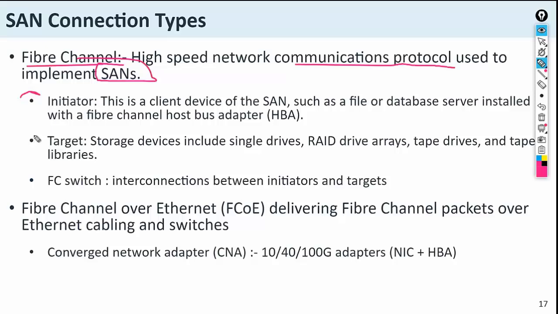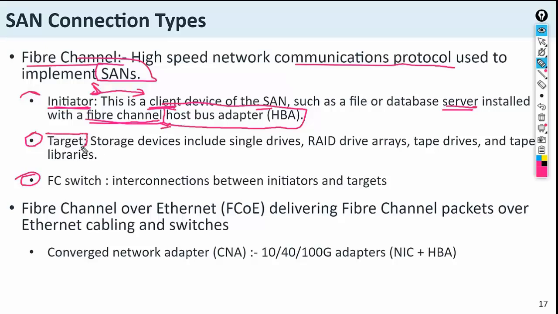So there are three things: one is an initiator, another is a target, another is FC switches, fiber channel switches. So what is the initiator? Initiator means client devices, means the server, which is going to initiate requests to the SAN, where the storage servers are installed and connected with the fiber channel. And fiber channel is sending and receiving the data based on the HBA, known as a host bus adapter, which sends and receives the data. This is fast, like USB.